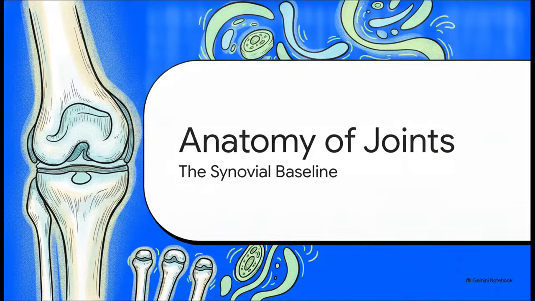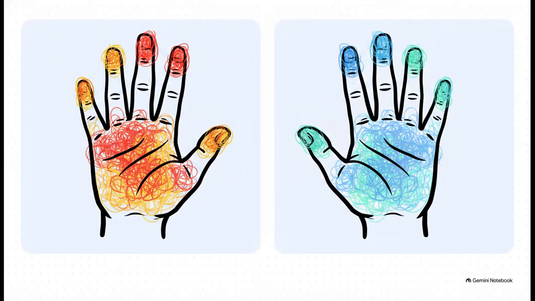Section 1. Anatomy of synovial joints. Before we look at what goes wrong, just keep in mind our baseline. A healthy joint is a beautifully lubricated cushion. Two bones, capped with cartilage, fully enclosed by a capsule, and a synovial membrane pumping out this nourishing jelly-like fluid. That's our baseline. When arthritis strikes, not all forms are created equal.